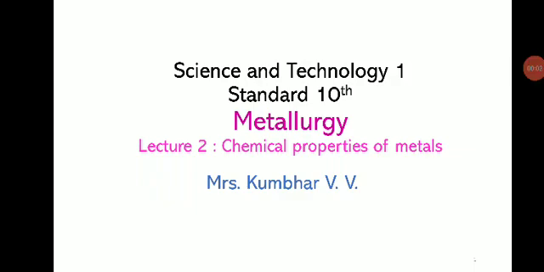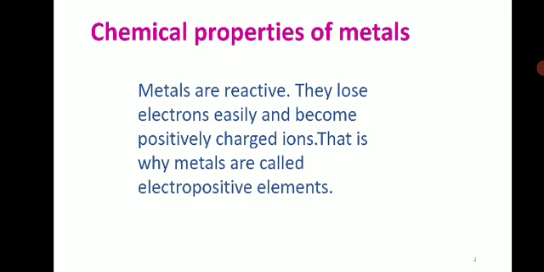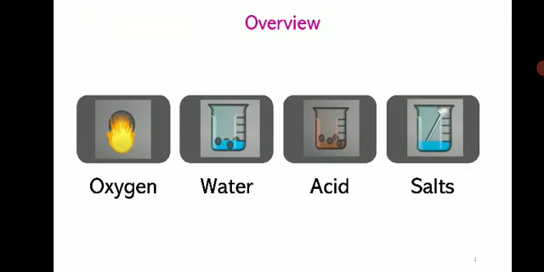Metallurgy Part 2. In this video session, we will discuss the chemical properties of metals. Metals are reactive. They lose electrons easily and become positively charged ions. That is why metals are called electropositive elements. Metals react with oxygen, with water, with acids, and with salts.